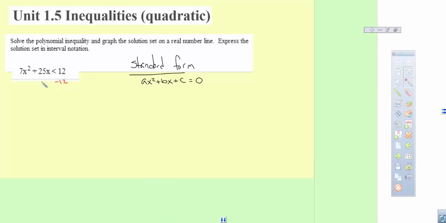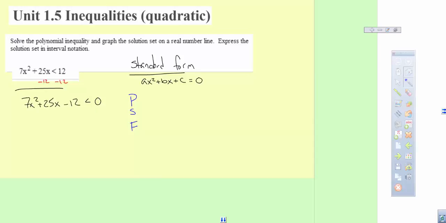So we're going to subtract 12, subtract 12. At that point, that gives us 7x squared plus 25x minus 12 is less than 0. So now we're there. We're in standard form and we're ready to factor. So we come off the side of our paper and we say product sum factor. Even though we're going to keep track of that inequality sign here, you might hear me talk about this as an equal sign.